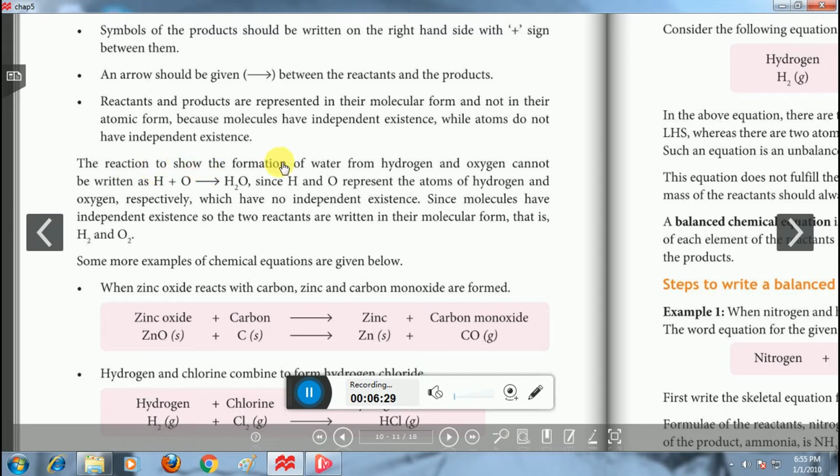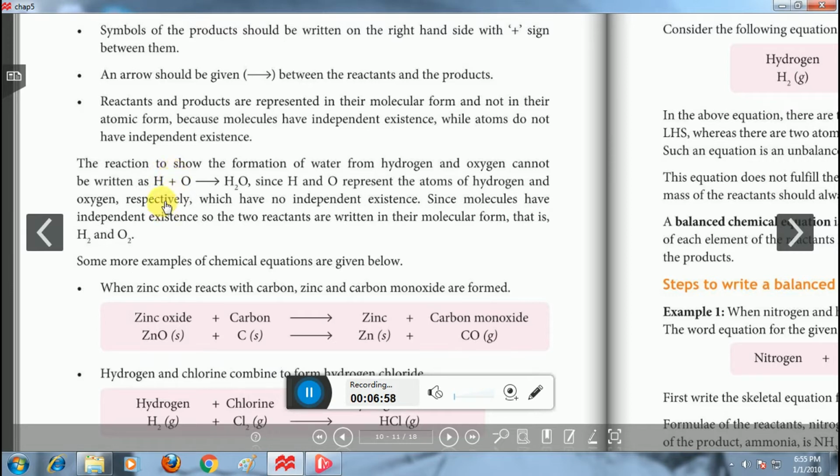Now the reaction to show the formation of water from hydrogen and oxygen cannot be written like H plus O gives H2. Why? Because H is an atom, O is an atom, and there is no independent existence of this atom. What we have learned in the definition of atoms: atoms are the smallest particles of an element which don't have any independent existence. They are highly reactive in nature.